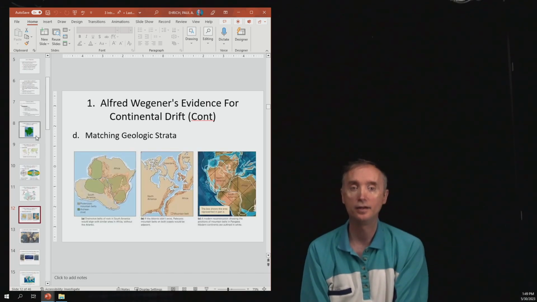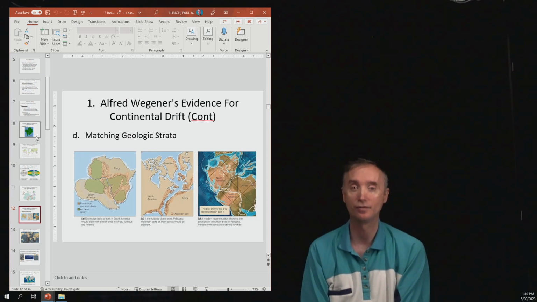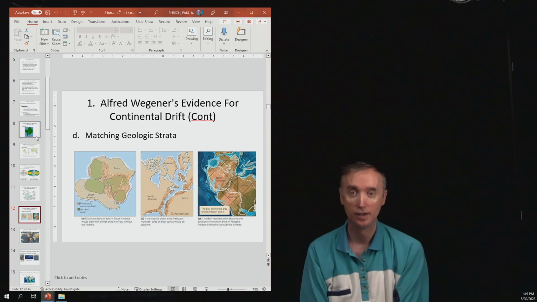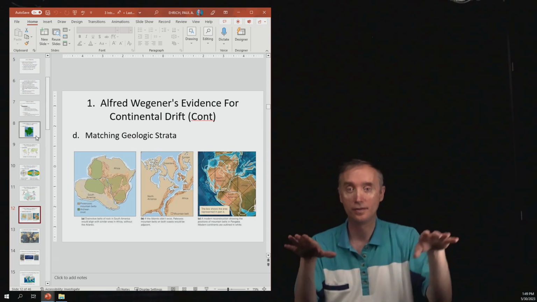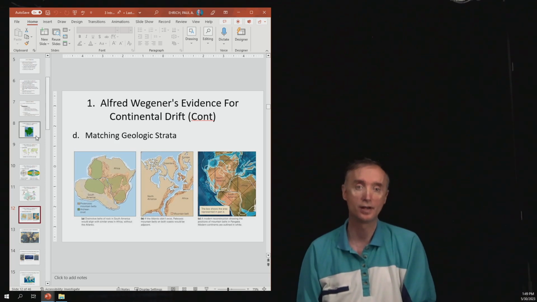Okay, another thing is that we find matching sets of rocks on different continents. So maybe it's a certain kind of limestone, for example, and we find that same limestone in South America and in Africa, which is an indicator that at one time South America and Africa were connected together.